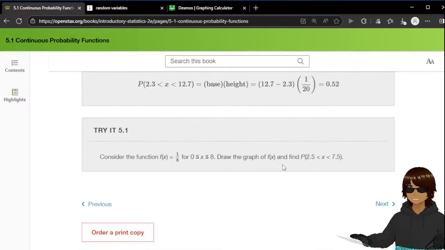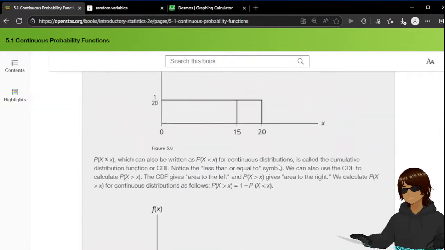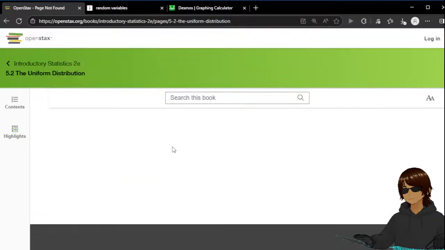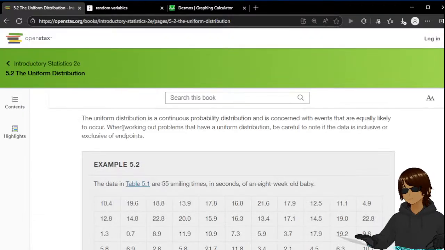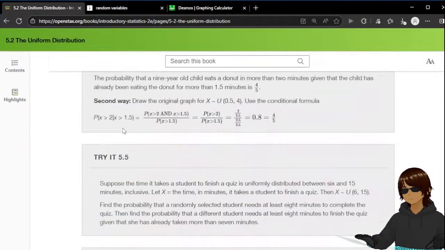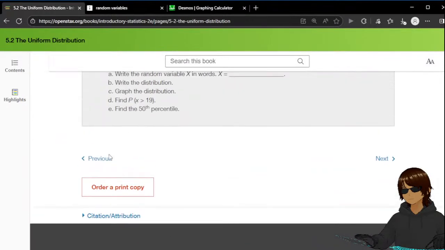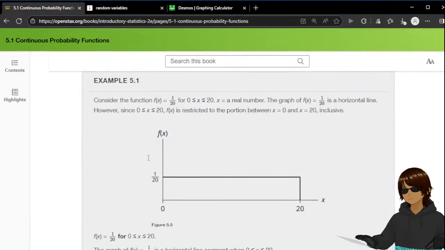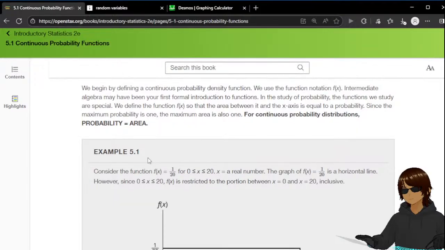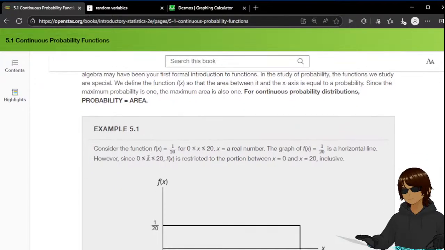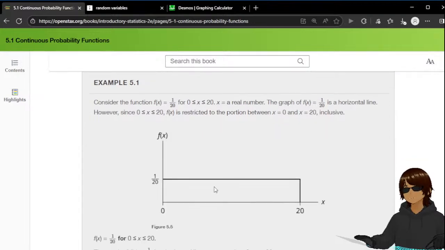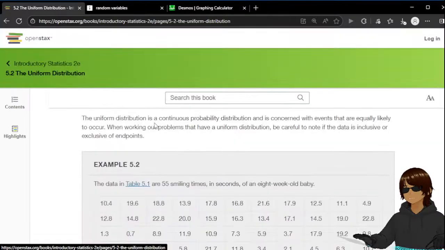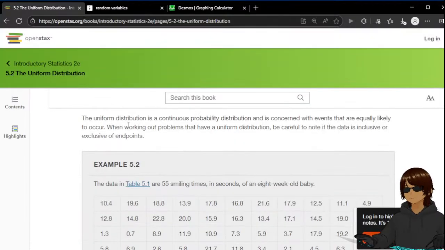Oh, they did not give any exercises. I think they will give them at the end. Wait, this is a uniform distribution, right? What was this chapter? I thought we were learning the uniform distribution.